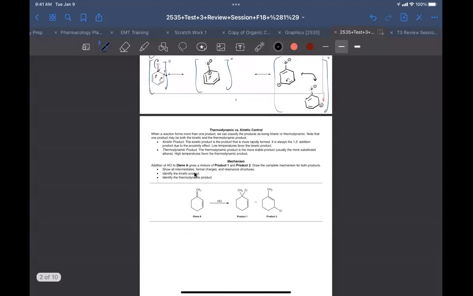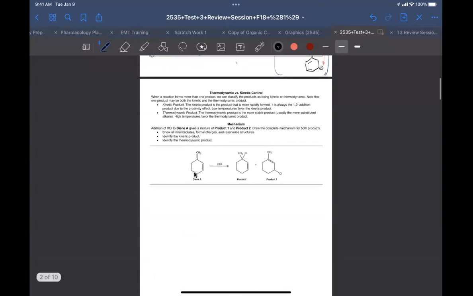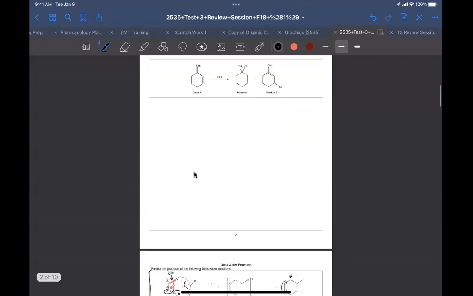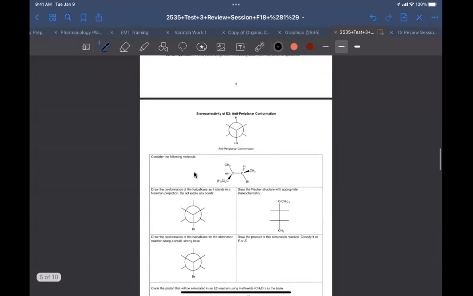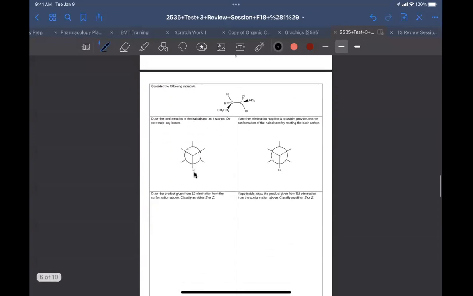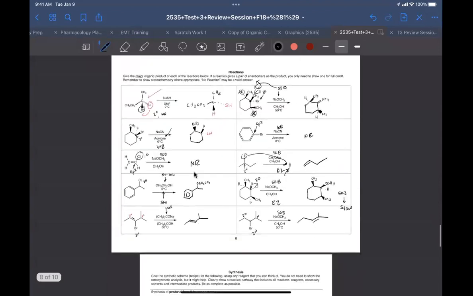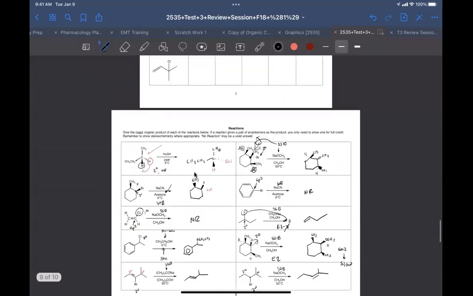I went ahead and did some of this stuff during office hours. I think it was yesterday. And then I also made a recording on Thursday that covered most of it. So all that we have left are thermodynamic and kinetic products, our anti-periplanar conformations, and then synthesis. This chart I erased.